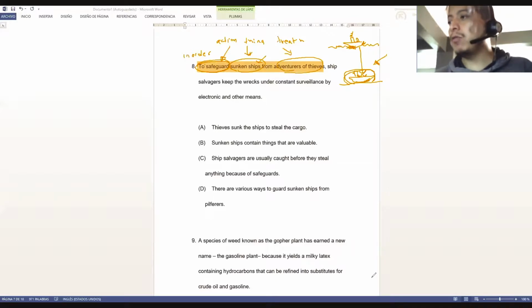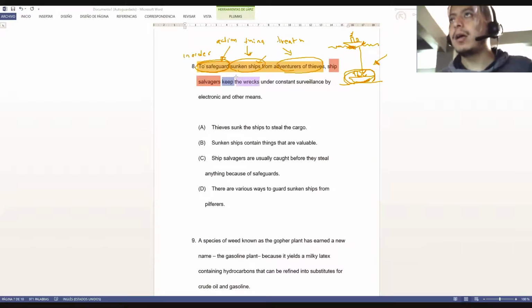The subject in reality is this. Ship salvagers, this is the name of the people. Ship salvagers, this is the subject. They keep, the verb, sorry, it's in blue. They keep, what is keeping? Maintaining. What are they keeping? They are keeping the wrecks.